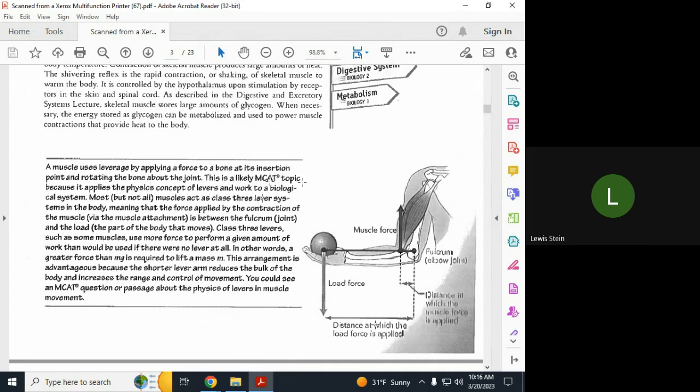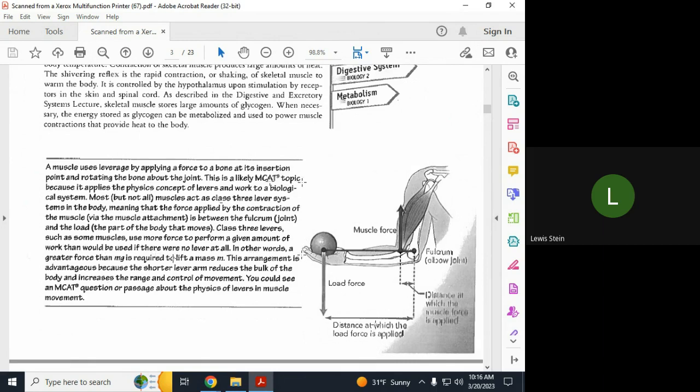Physical concept of levers: most but not all muscles act as third class or class 3 systems, meaning that the force applied by the contraction of the muscle by its attachment is between the fulcrum and the load. So if you're thinking what your elbow is doing, here's the fulcrum, which is your elbow. Here's the load, let's say a heavy object you're lifting with your hand, and the force the muscle's exerting is in between the two of them. That's a good way to look at it.